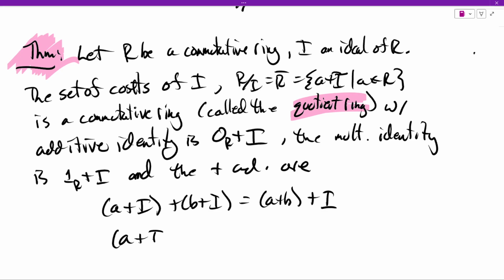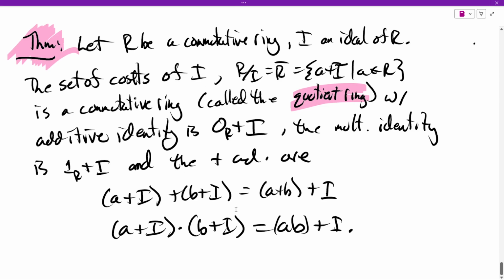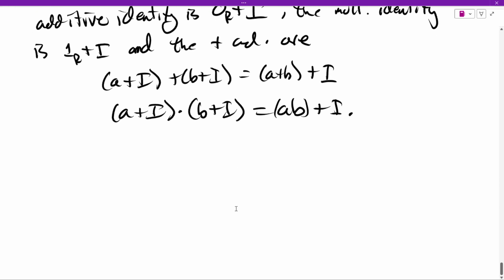And if we have two cosets, to multiply them, we just multiply what are called the coset representatives. All right, so let's prove this theorem.